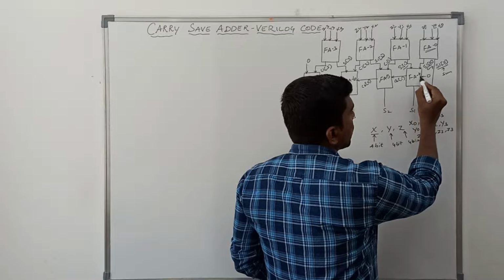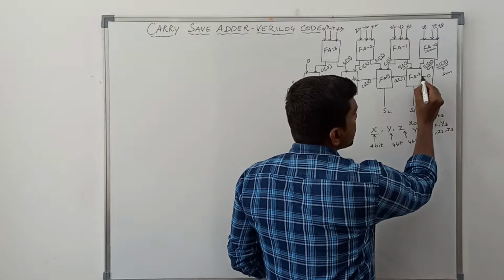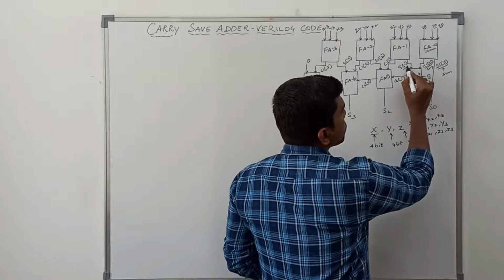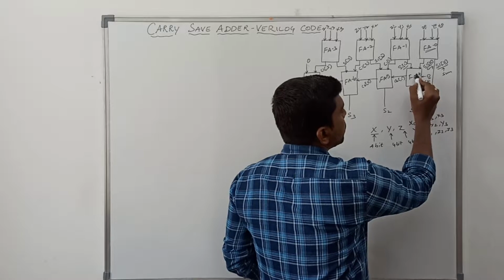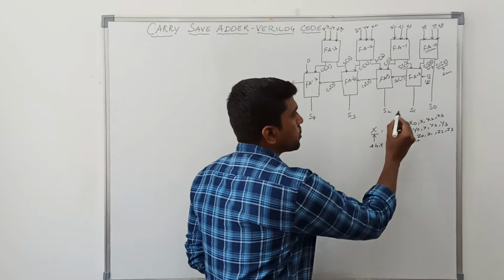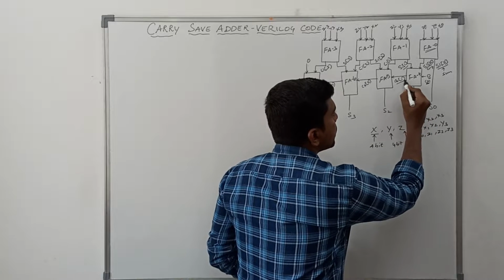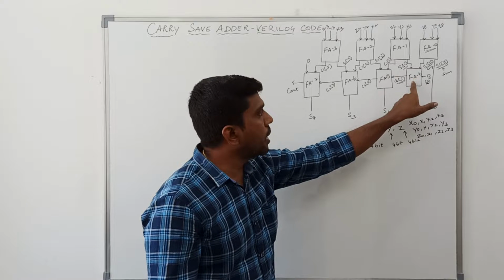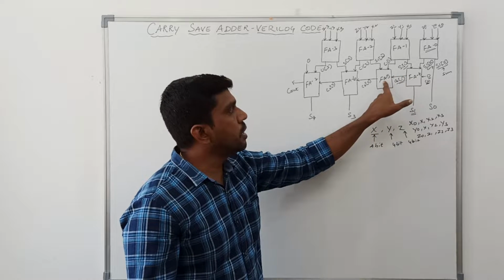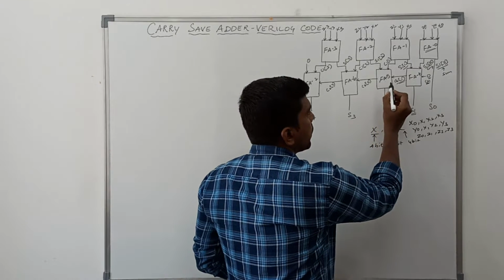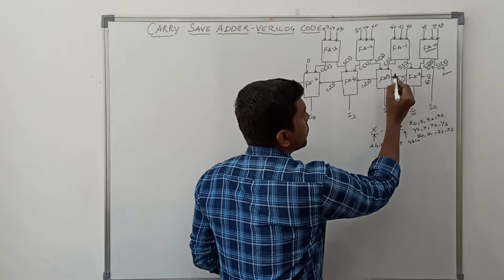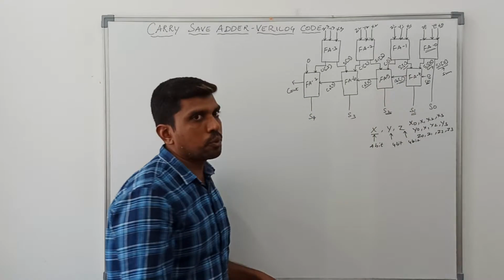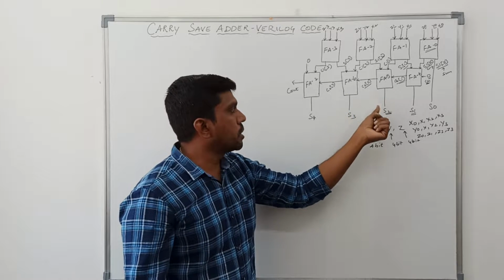Then come to full adder 4. In this full adder 4, the 0 is the carry in value. Then c1 of 0 and s1 of 1, these two signals are given as input to full adder 4. The corresponding outputs are sum 1 and c2 of 1, where c2 of 1 is the carry out of full adder 4. This carry out signal is given as input to FA5. In this FA5 the input signals are s1 of 2, c1 of 1 and c2 of 1, and the corresponding outputs are sum 2 and c2 of 2. Likewise we get the output signals sum and carry.